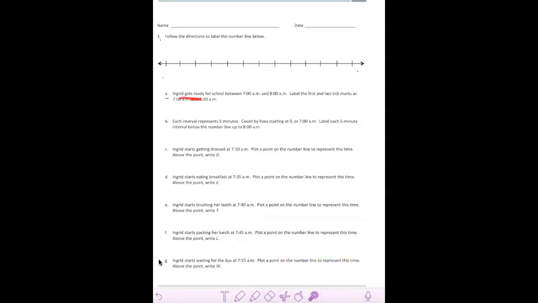So Ingrid gets ready for school between 7 a.m. and 8 a.m. So we're going to mark the first tick mark as 7 a.m. and the last one as 8 a.m. We're talking about time between the hours of 7 a.m. and 8 a.m.